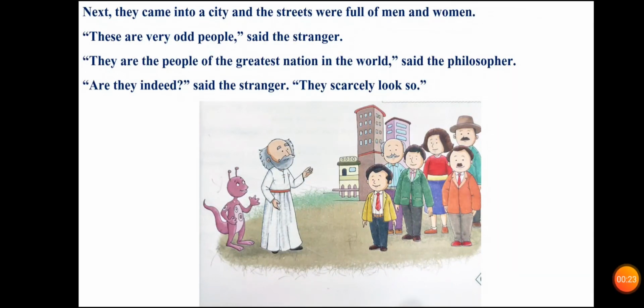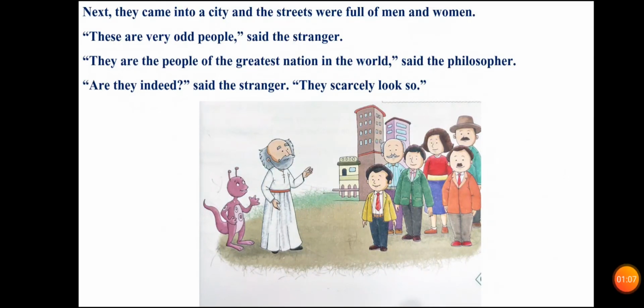Then, next, after the meadow, they came into a city, and the streets were full of men and women. The stranger looked at them and said, "These are odd," meaning strange people. Then the philosopher replied that these are the people of the greatest nation in the world. These are human beings and they live in the greatest nation in the world. After that, the stranger replied, "Are they indeed? They hardly look so."